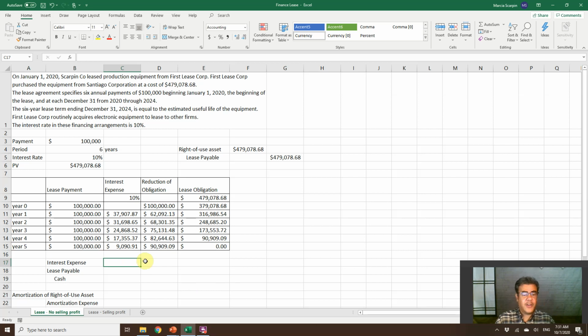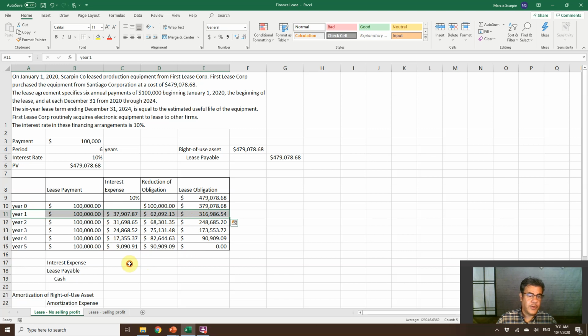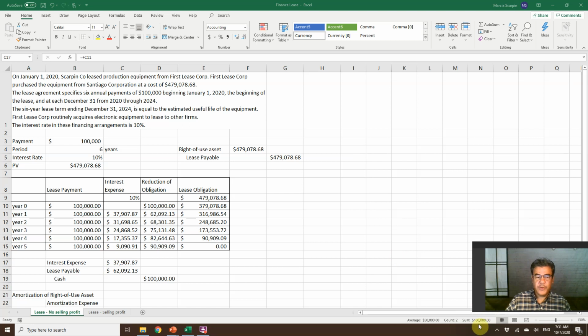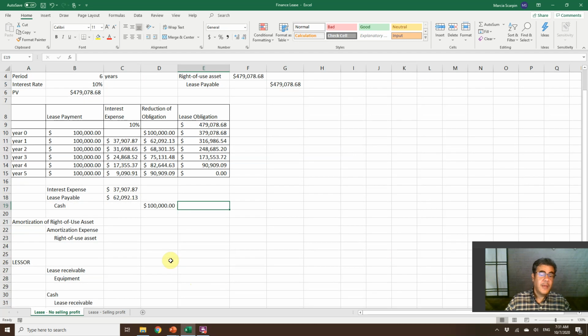So after year one, let's consider year one here for our journal entry. Interest expense 37, lease payable 62, and cash 100. And here the sum is $100,000. So our journal entry is balanced.